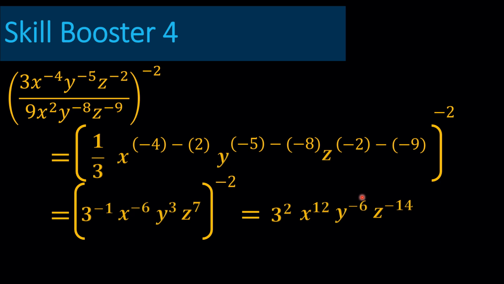Now, if you look at our answer, we still have negative exponents, and then this 3 squared can also be simplified. 3 squared is equal to 9. And then since this power expression has a positive exponent, it will remain on the numerator. And then these two have negative exponents, so we transfer them to the denominator. And that's it.